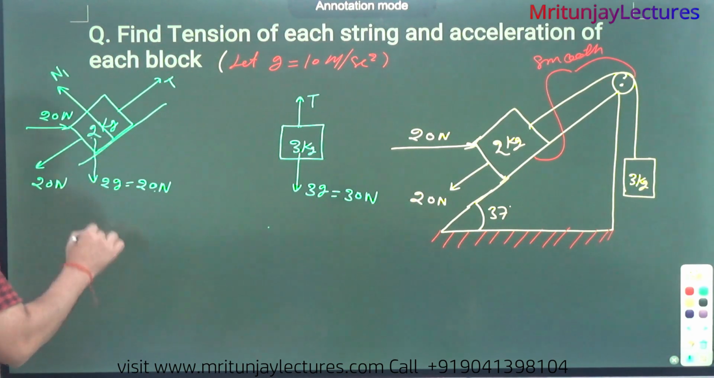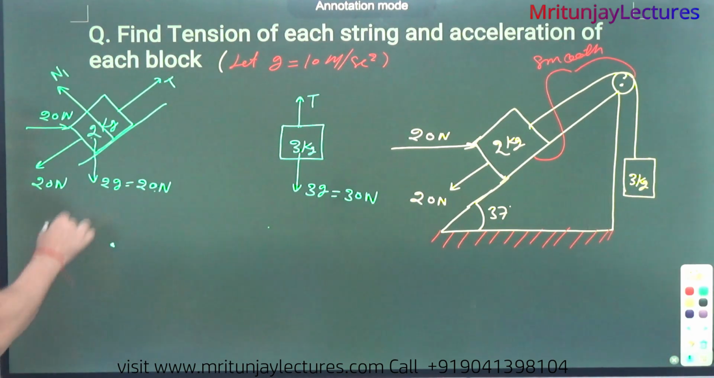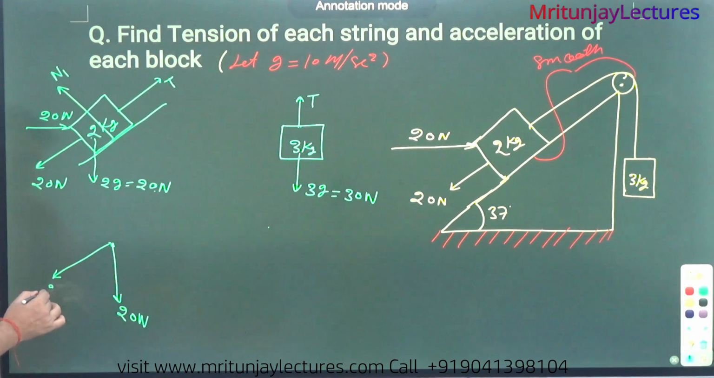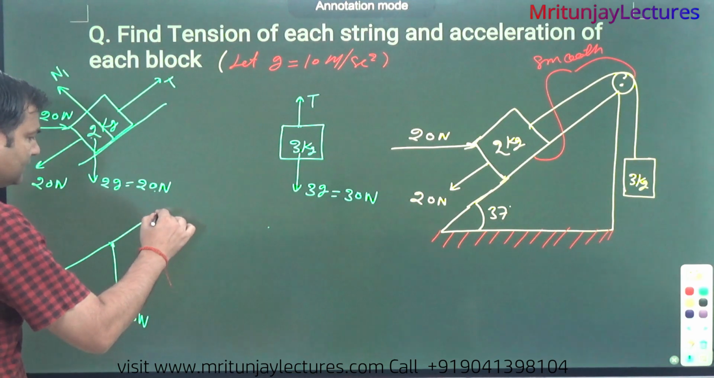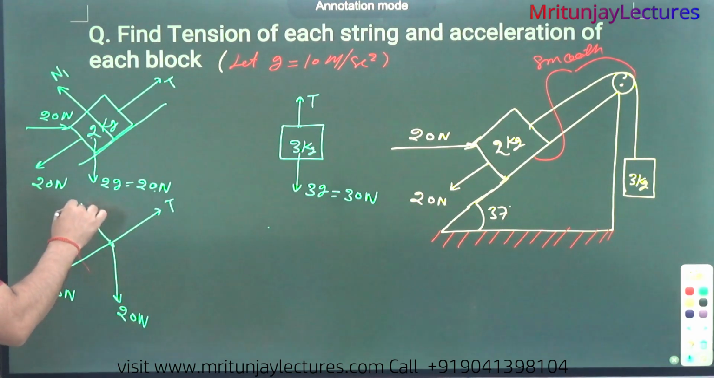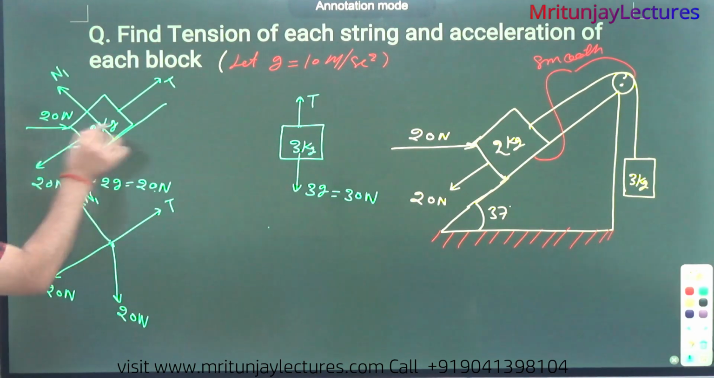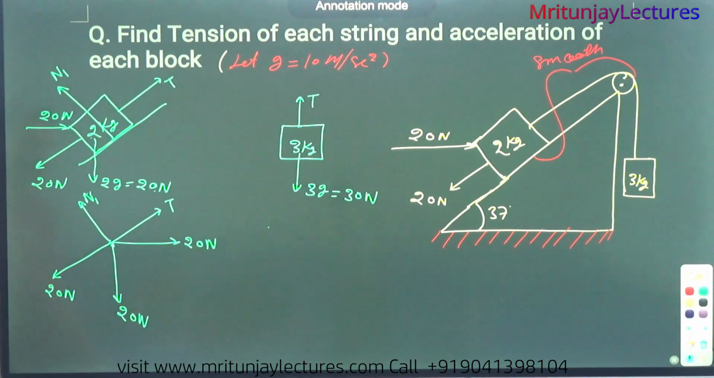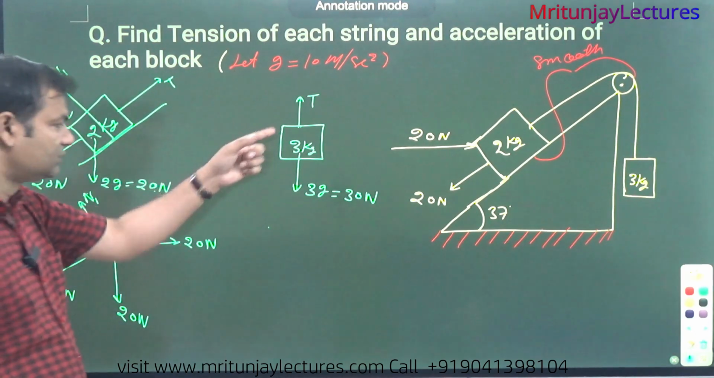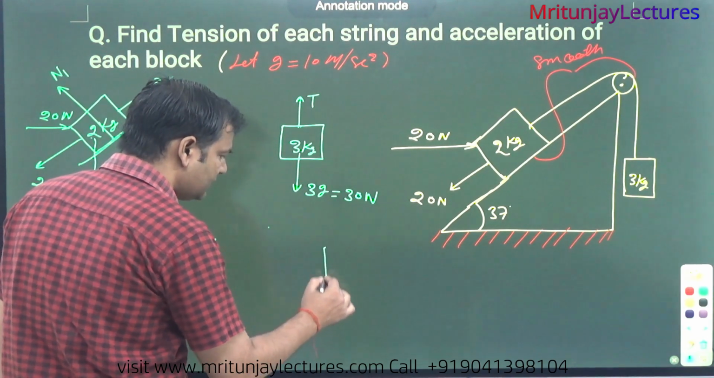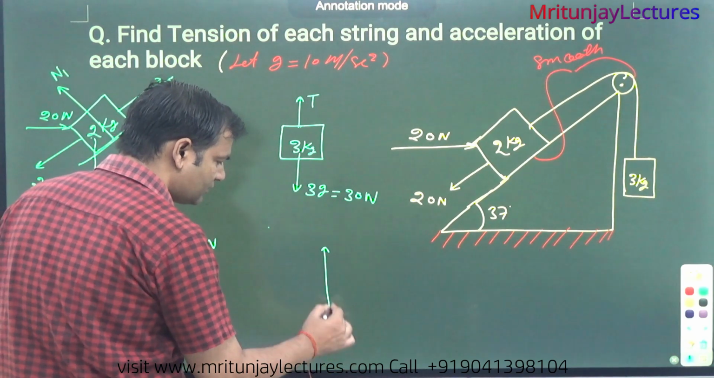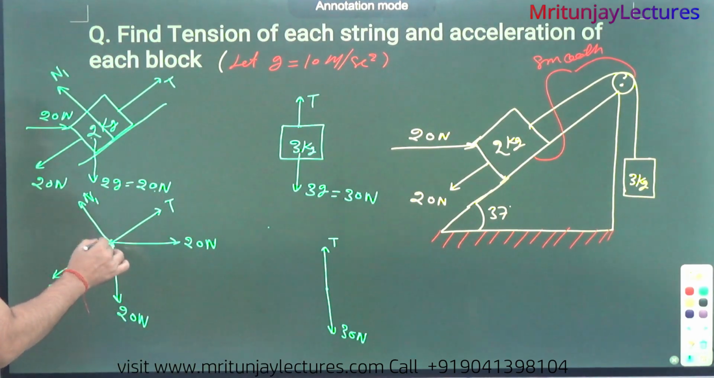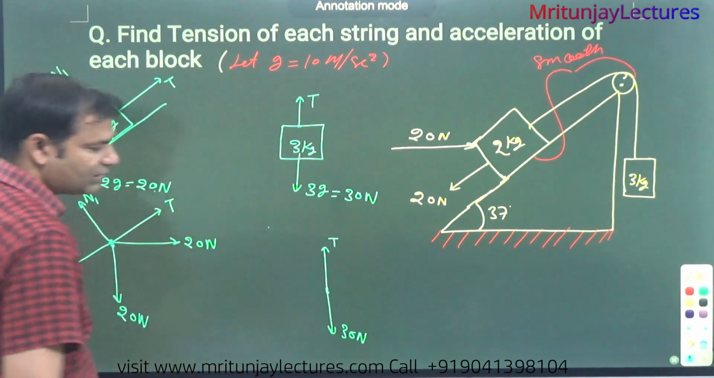Now if we consider the 2 kg as a point mass, then that is 20 Newton downward. Here 20 Newton like that, here capital T like that, and here N1 like that, and 20 Newton like that. Clear or not? Very simple, a simplified representation. Now also, T upward and 30 Newton downward, and that is capital T. That is the point mass of the 2 kg block, and here the point mass of the 3 kg block, represented like that.